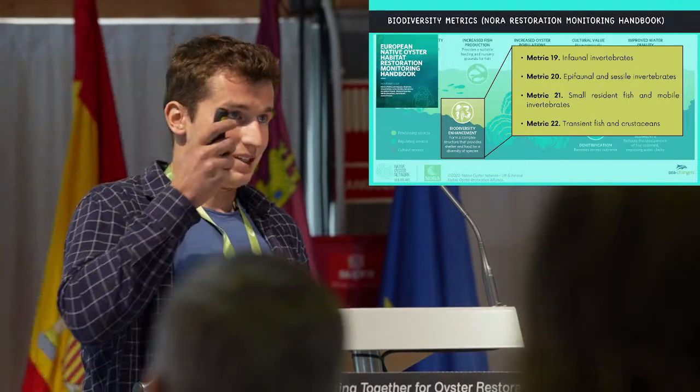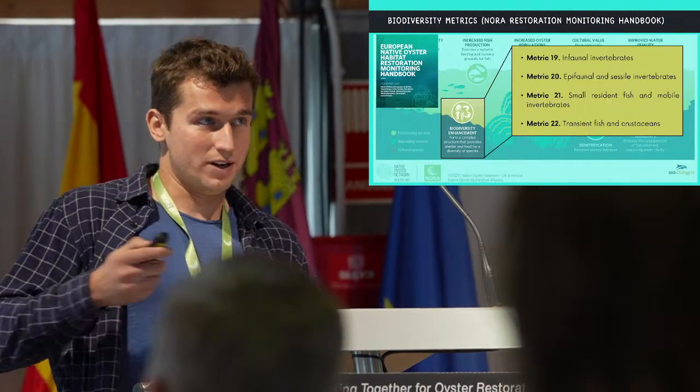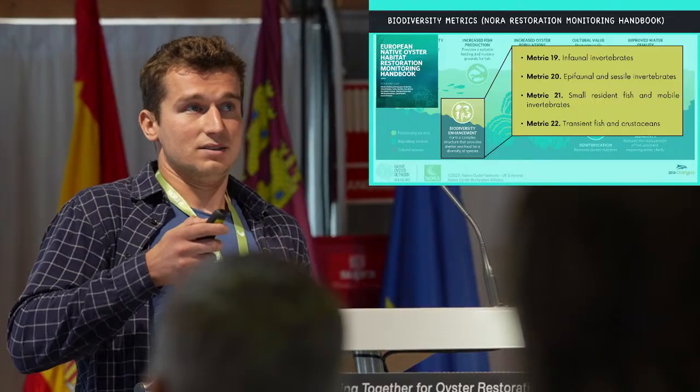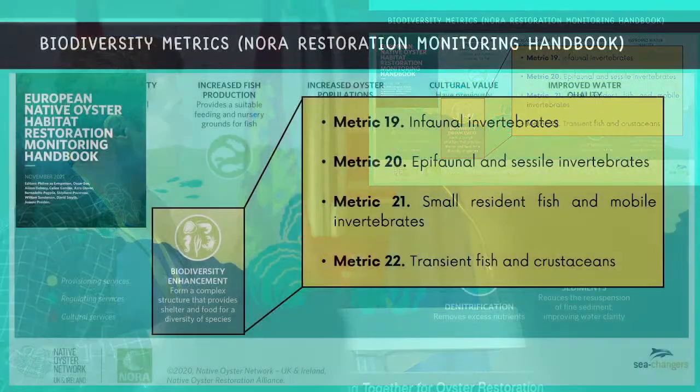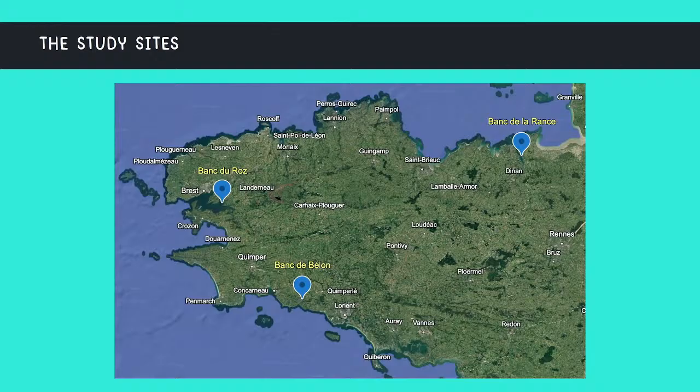Now let's fast forward 200 years to the Native Oyster Restoration Monitoring Handbook. In this monitoring handbook, there are 4 metrics for biodiversity, metric 19 to metric 22. Metric 19 is infaunal invertebrates, the organisms in the seabed underneath the oyster bed; metric 20 is epifaunal and sessile invertebrates; 21 is small resident fish and mobile invertebrates, so these are cryptobenthic species; and then transient fish and crustaceans, so bigger fish.